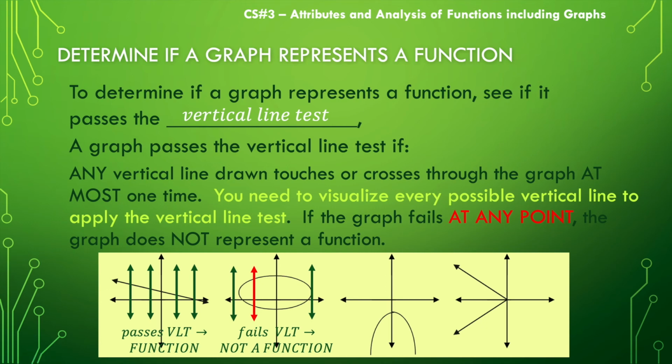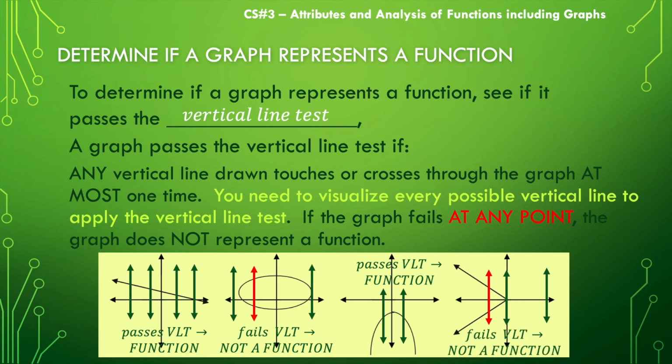Now below we have the graph of a parabola, and let's think about that. Can you draw any vertical line that's going to cross through that graph more than once? And in this case, it's not possible. This passes the vertical line test, so therefore it's a function. And last, here's another example that is not a function because any vertical line on the left side of the y-axis is going to fail the vertical line test, which means it's not a function.